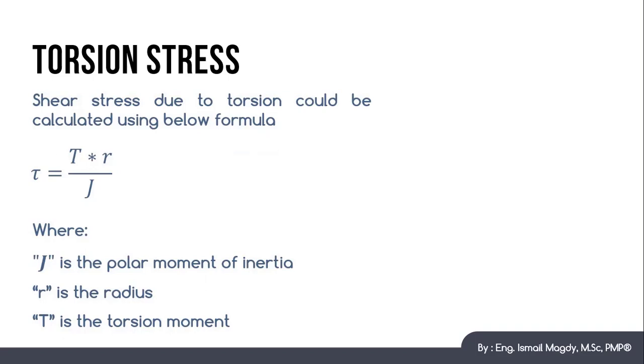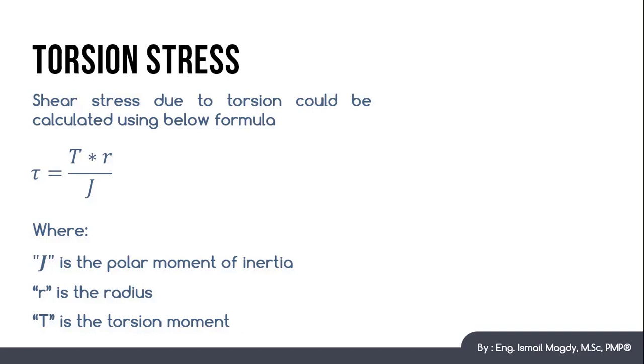Shear stress due to torsion can be calculated using the following formula. Tau equals T multiplied by R over J, where T is the torsion moment, R is the radius of the cross section, and J is the polar moment of inertia. So what is the polar moment of inertia? Polar moment of inertia is the section property that defines the section's resistance to torsion moment due to its shape.